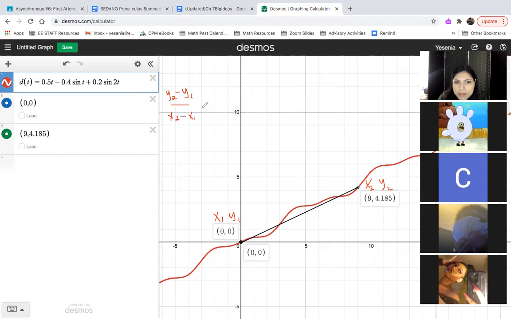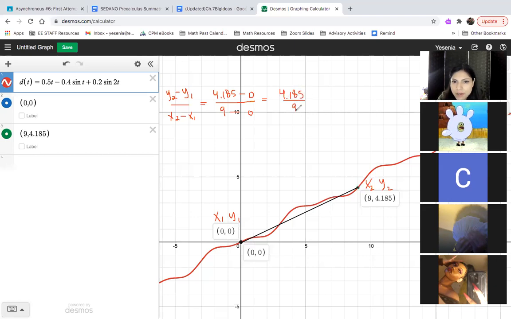So let's go ahead and calculate this. And again, make sure that you yourself can either type up this work or write it out, and then just put it on your own mini final as we're doing this. So we have y2 is down here, it's 4.185, minus, and then we're going to subtract y1, which is simply just 0, all divided by, then we have x2, which is 9, minus, and then x1, which is just 0. So then what we end up with is 4.185 divided by 9, because minus 0 kind of does nothing.